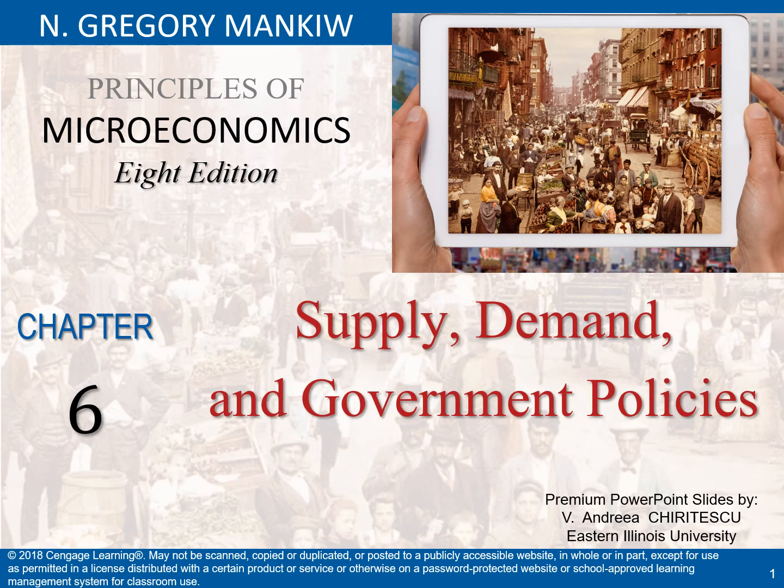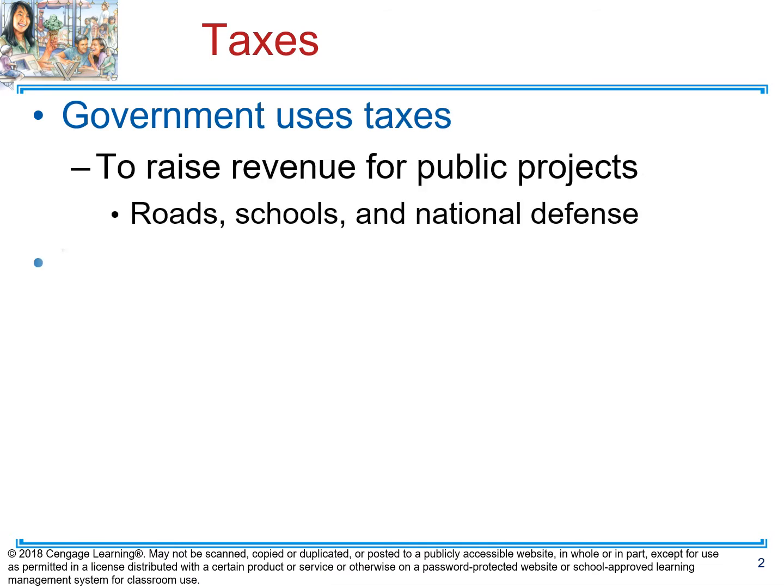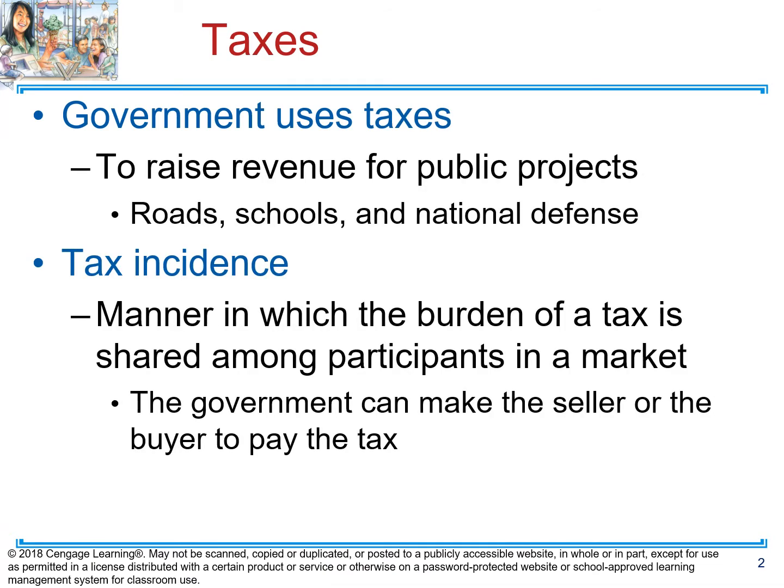So guys, we continue chapter 6, supply, demand and government policies, and in this video we're going to look at market outcome when government imposed taxes on the market. So government imposed taxes in order to provide public good for our citizens.